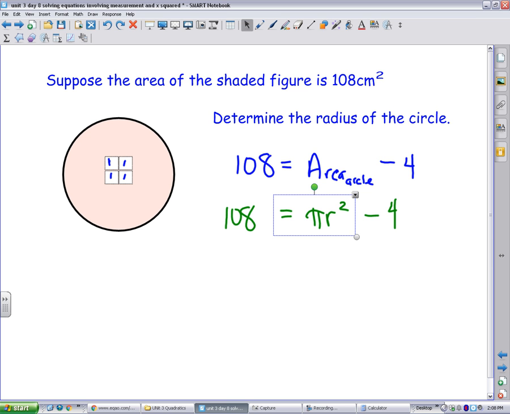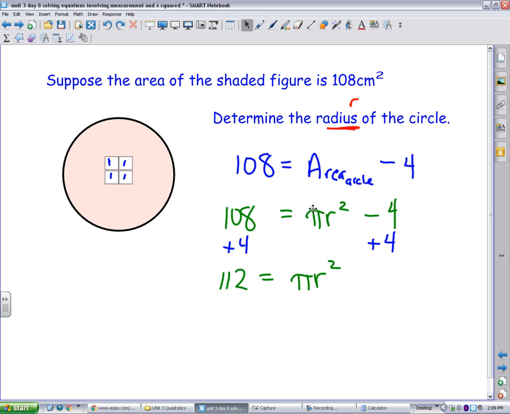Oh, look, it said that I needed to determine the radius. In other words, I had to find r. So if I look at this in terms of a balance, I have some area of the circle. I've removed 4 pieces of it, and that gave me 108. So why don't I put those 4 pieces back on? I'm going to undo the subtraction by adding 4 on both sides. So that will give me 112 is apparently pi times my radius squared.